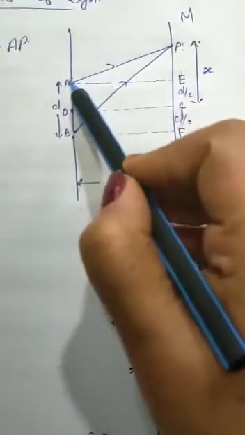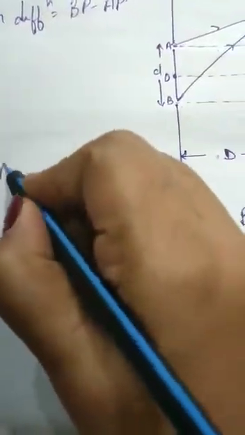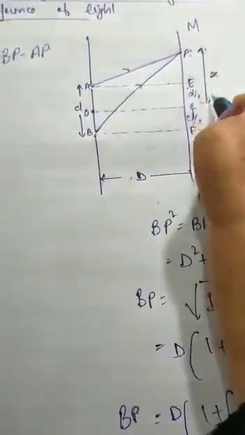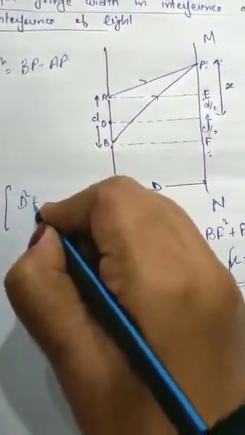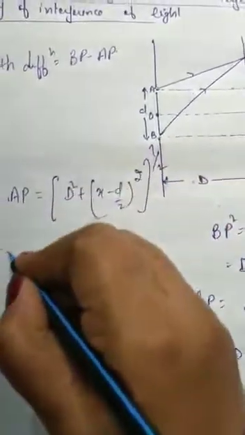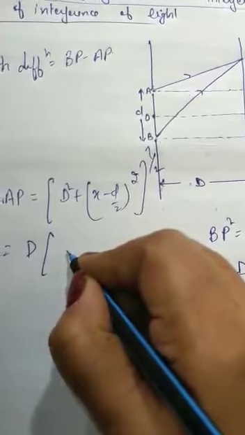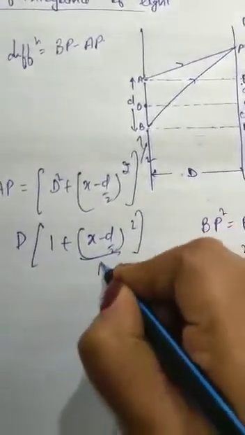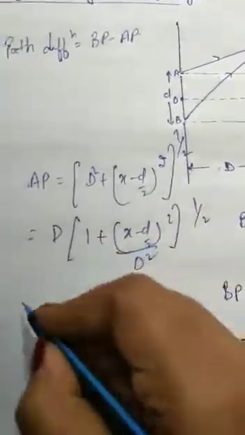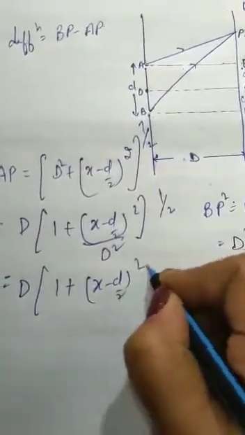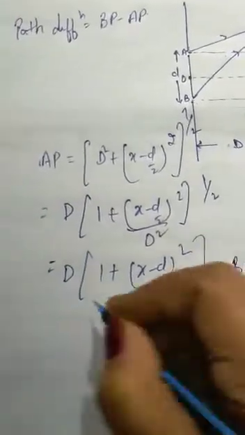Now similarly we can get the value of AP. In this triangle APE, AP is equal to root of AE square plus PE square. Now PE is x minus d by 2, so we write D square plus (x minus d by 2) whole square, raised to power 1 by 2. Again taking D common, we have D times [1 plus (x minus d by 2) whole square upon D square] raised to power 1 by 2. Expanding this by binomial, we have D times [1 plus (x minus d by 2) whole square upon 2D square]. So this is AP.